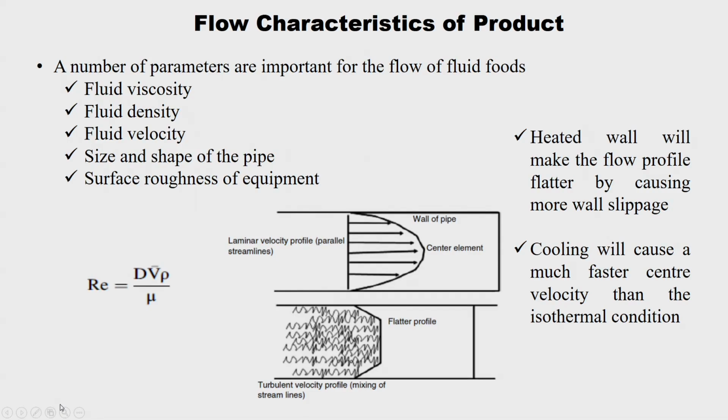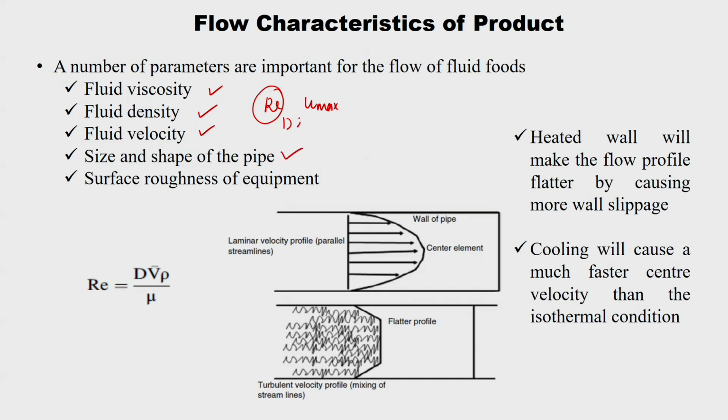And flow characteristics of the product also affect the thermal process design. So, what are they? Fluid viscosity, density and velocity. In the previous lecture we have seen this in the equipment design. Based on Re only I can fix the velocity of the product, which was nothing but U max. So, to calculate Reynolds number, I would require all this information: velocity, density, fluid viscosity, and size and shape of the pipe.